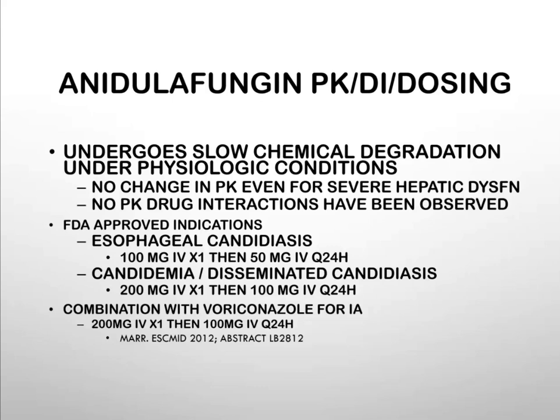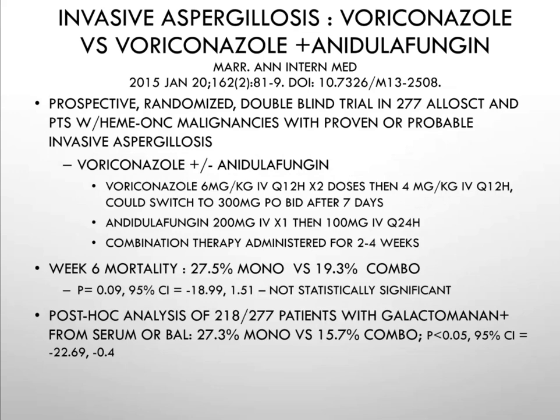And it has been used in combination with voriconazole for invasive aspergillosis, specifically in this study, which did not show a statistically significant difference in week 6 mortality using voriconazole plus or minus an echinocandin. Post-hoc analyses did suggest that patients who are galactomannan positive from serum or BAL might have a better response.